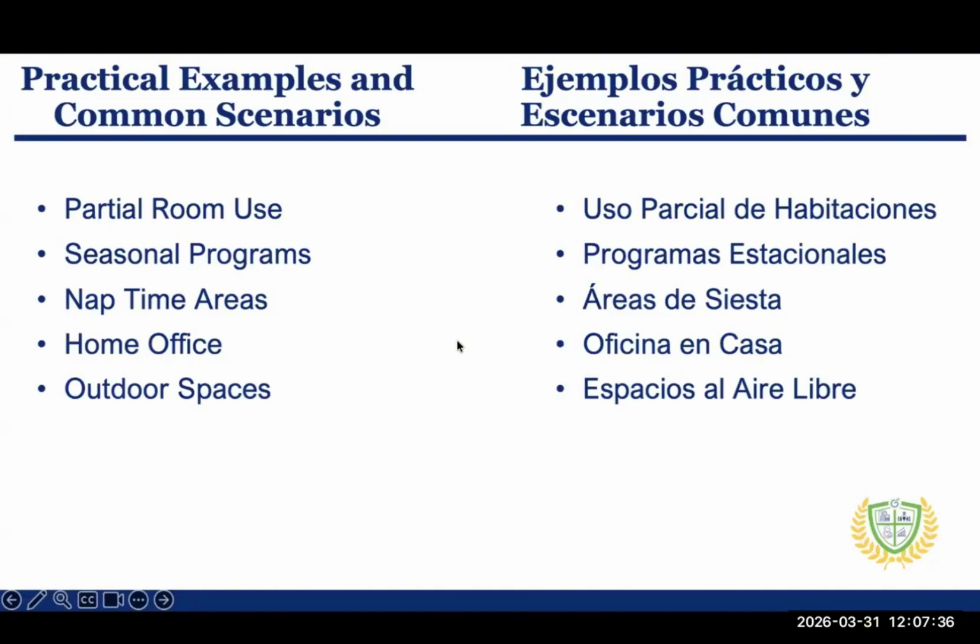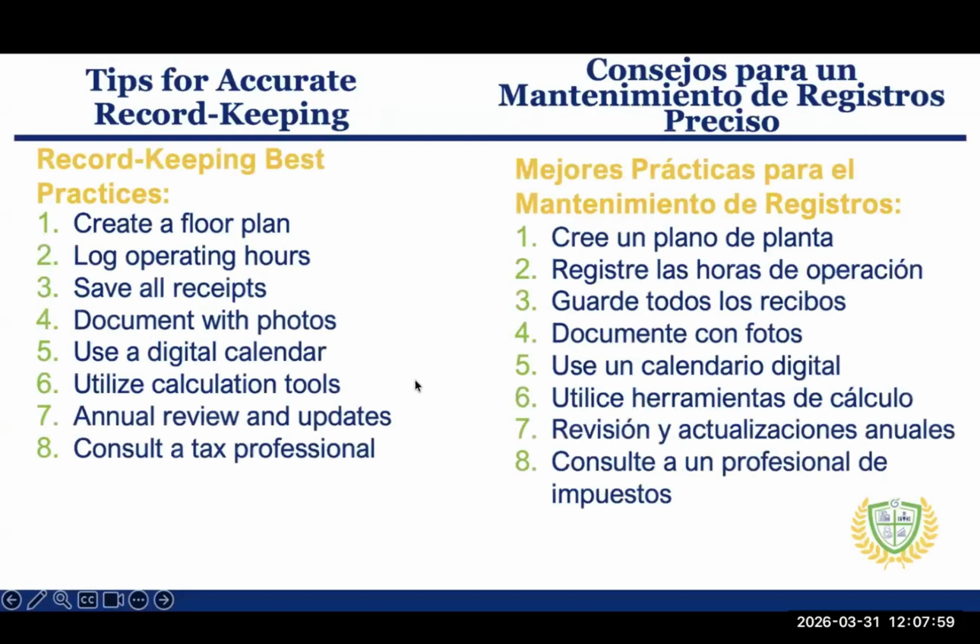But again, I'm saying this a lot, but remember that every childcare home is unique. So these examples are meant to guide you, but your specific situation might require some thoughtful consideration, and you must have your own specific measurements. So that's important to remember.